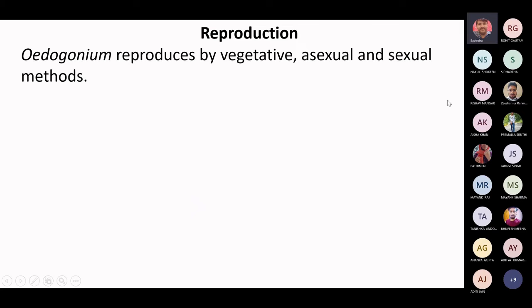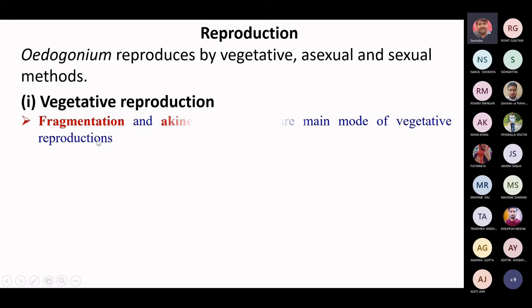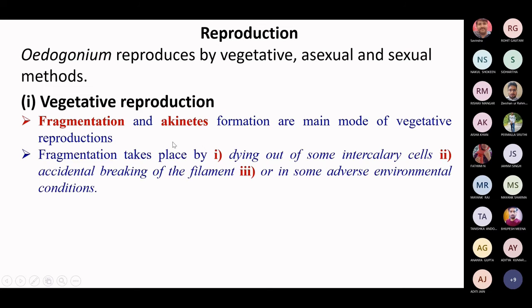Now comes reproduction. In Oedogonium, reproduction takes place by vegetative, asexual and sexual methods. Vegetative reproduction generally takes place by fragmentation and akinetes. Fragmentation may take place by dying out of some intercalary cells.